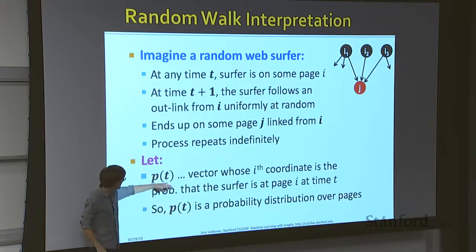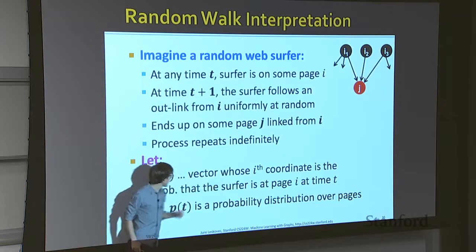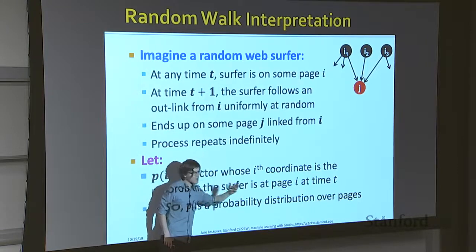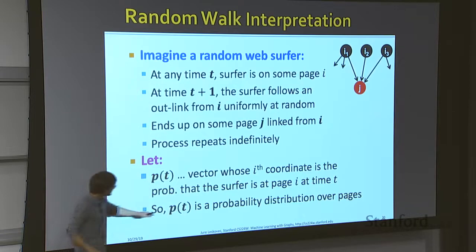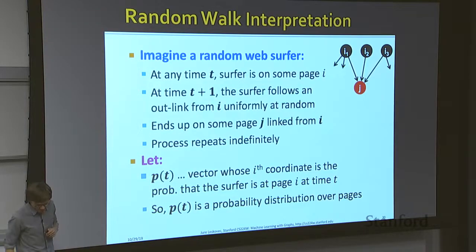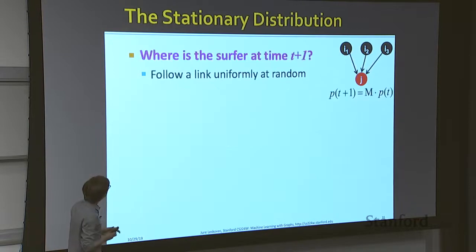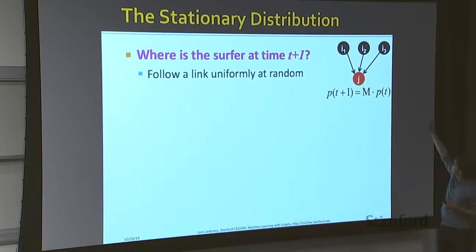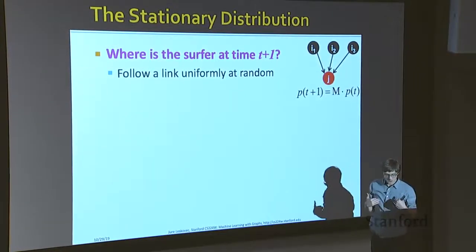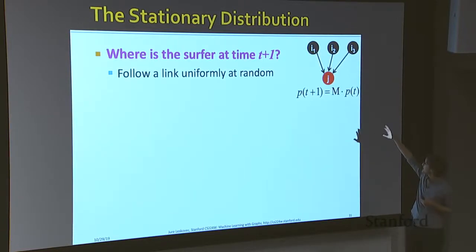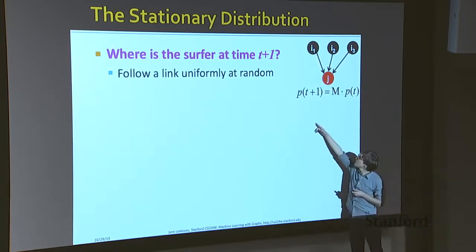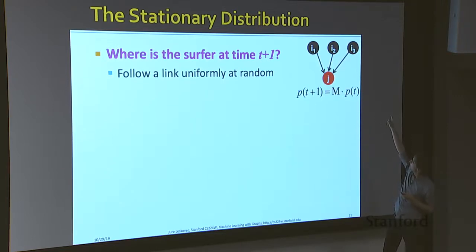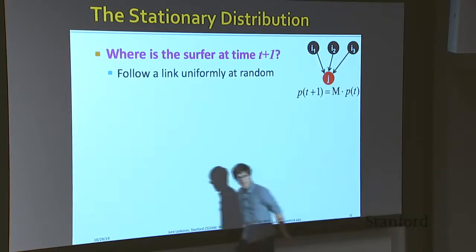So let's say the following. Let P of t be a vector whose ith coordinate is the probability that the surfer is at a given page I at some time t, right? So P of t is a probability distribution over pages, right? So now let's ask ourselves, what is P of t plus 1, right? And P of t plus 1, the way I can think of this is, if at time t the surfer is at one of the pages, at the next time the surfer will take one step. So it means that, for example, the probability that at time t plus 1 the surfer is at page j will depend on the probability that the surfer was at time t at the pages I and their out degree, right?